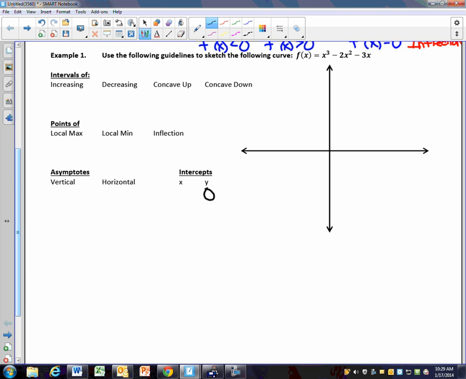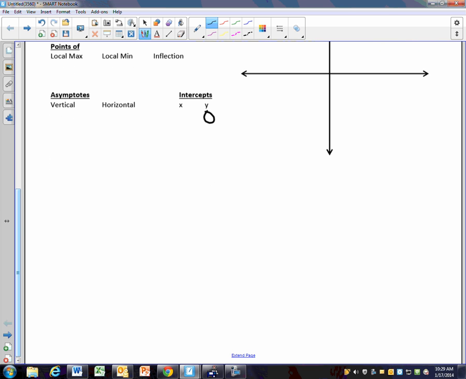Let's find the x-intercepts. And if you can't find the x-intercepts, don't worry about it. But this one is actually pretty easy. 0 equals x to the third minus 2x squared minus 3x. What do you do first?